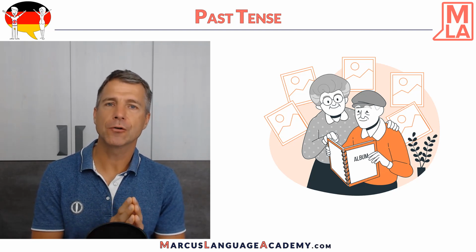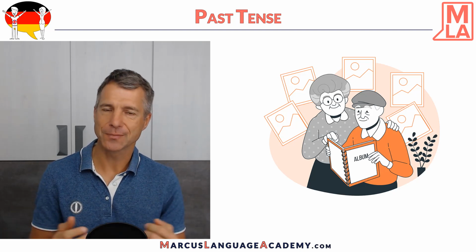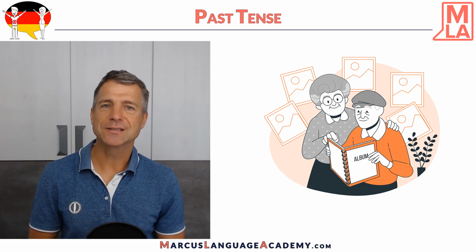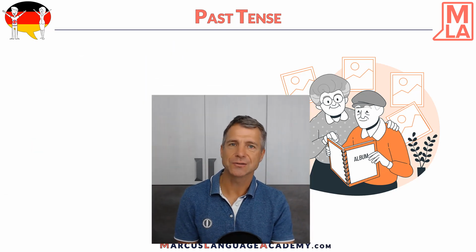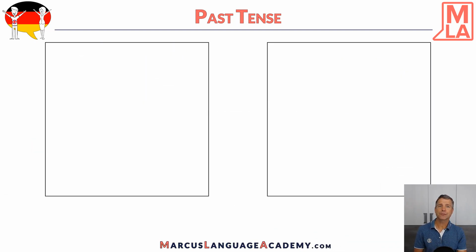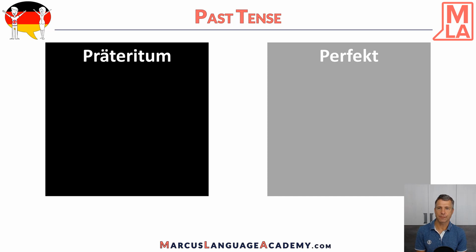Which is also part of my course for beginners, where you learn by following a story. So today's topic is the past tense in German. So let's get started. In German we have two different past tenses. First is called Präteritum and the second one is called Perfekt.